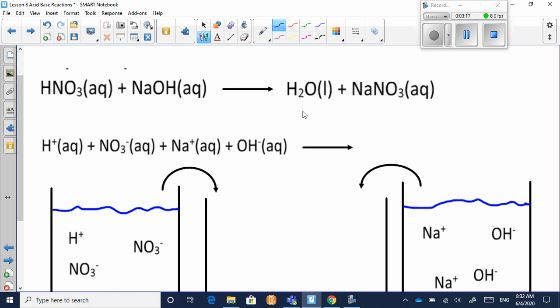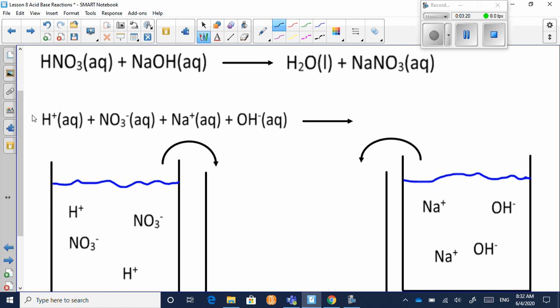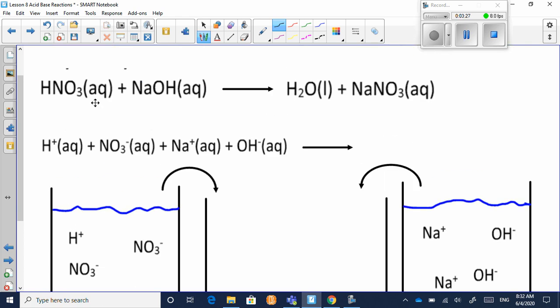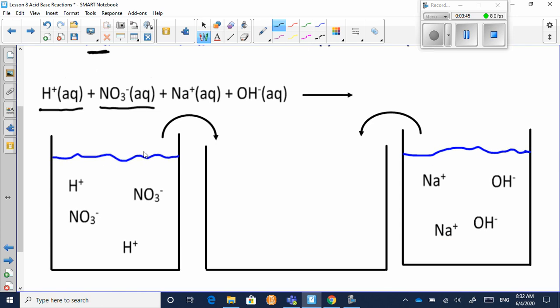But let's look at it from an ion perspective. Now, if you had the nitric acid, the fact that it shows aqueous here means that it dissolves in water. And sure enough, as a total ionic equation, we would break it apart and write it as H plus aqueous plus NO3 minus aqueous. And if I were to put those into a beaker, it would just look like a beaker of water. You wouldn't see those ions because they dissolve.